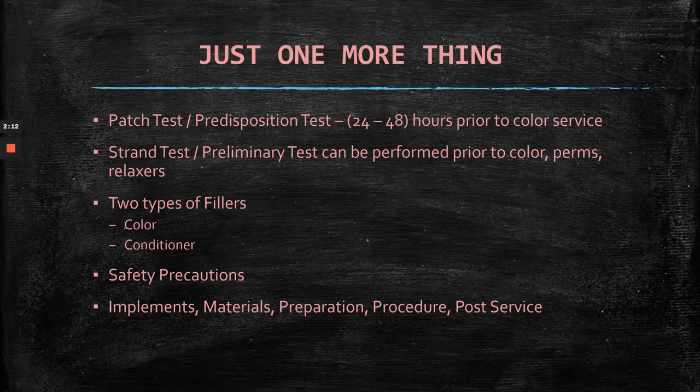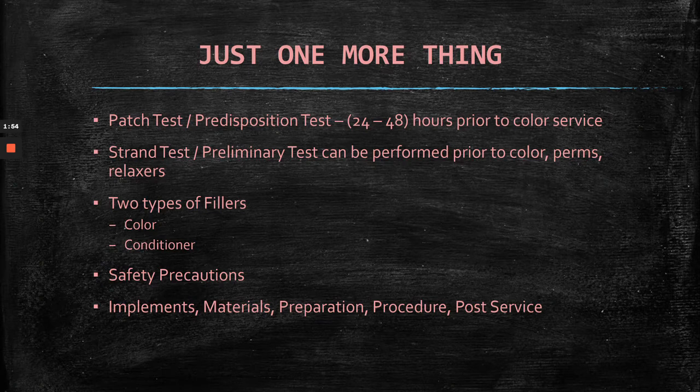And just one more thing with hair color. Make sure we know about our patch test. So our patch test is also known as our predisposition test. It's done 24 to 48 hours prior to hair color service. It is done behind the ear or inside the elbow.